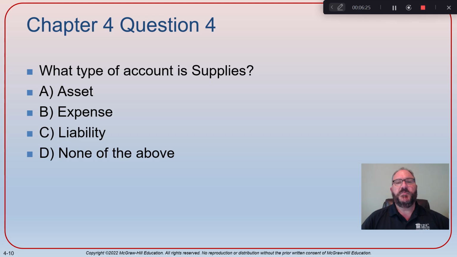So, what type of account is supplies? Just mentioned it there. Hopefully you're paying attention. Just mentioned it. Again, mark this down. Going to have a little quiz about it. It's going to be on Canvas. Okay?